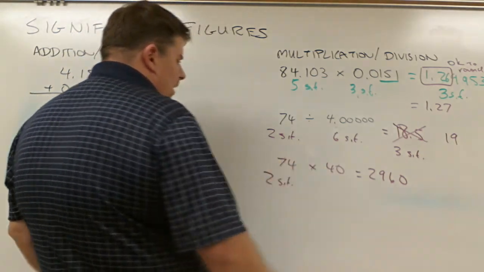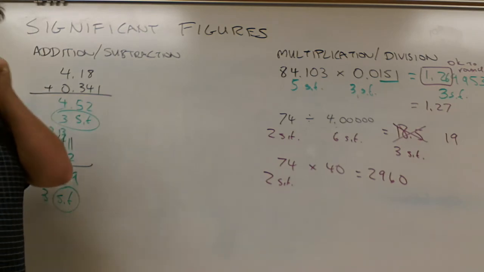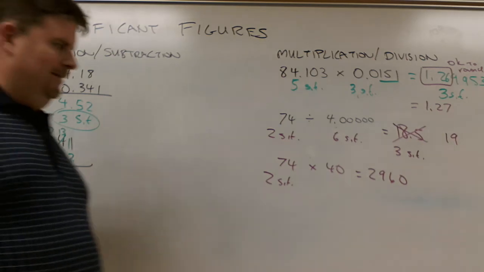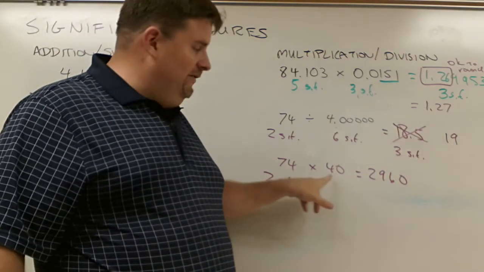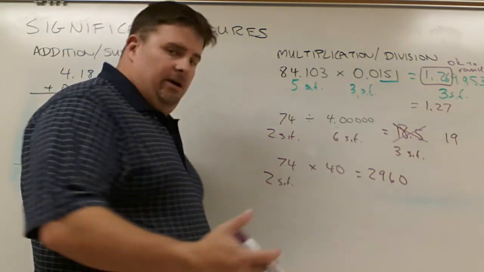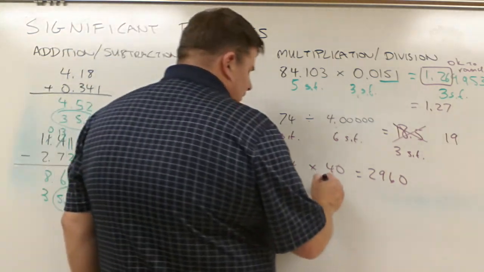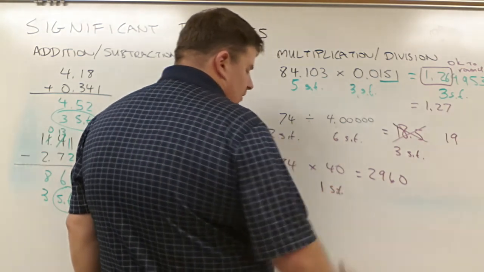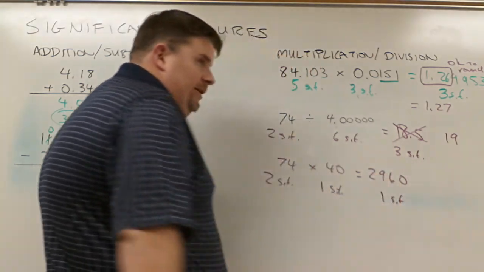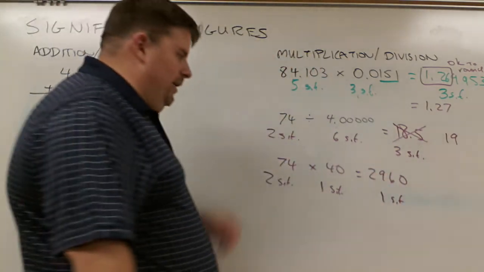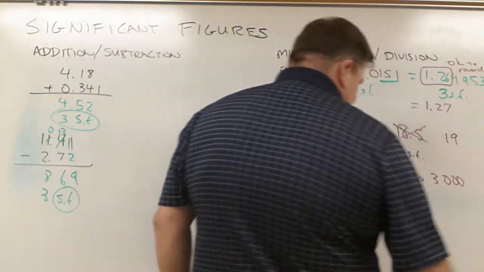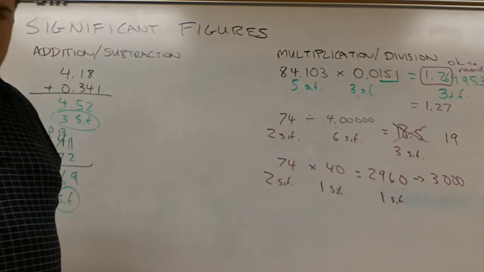How many sig figs do I have there at the 40? Not 2. 1. Because the way I've written this, I'm not sure if that 0 is a real number or not. Okay? Is it significant or not? I don't know. So I can only with confidence say that that's one significant figure. So my answer has to have one significant figure. So this number that I've calculated, I have to round down to 3,000. But even then, that's not a correct answer.